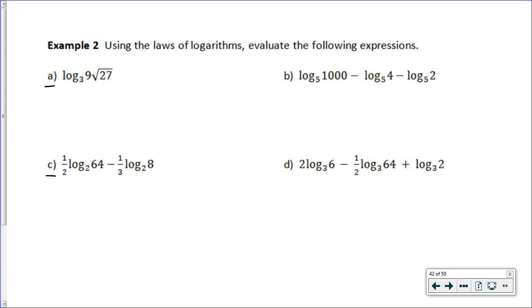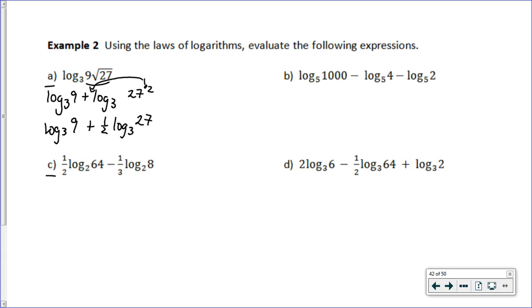So in part A, what I might do to start is separate the 9 and root 27: log base 3 of 9 plus log base 3 of root 27. And then I might remember that root 27 over here, if I get rid of that root and I write it as a power 1/2, in my next step, I can put that 1/2 here in front. So I've got log base 3 of 9 plus 1/2 log base 3 of 27.